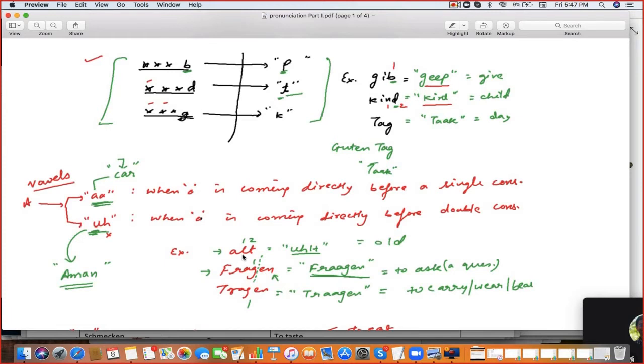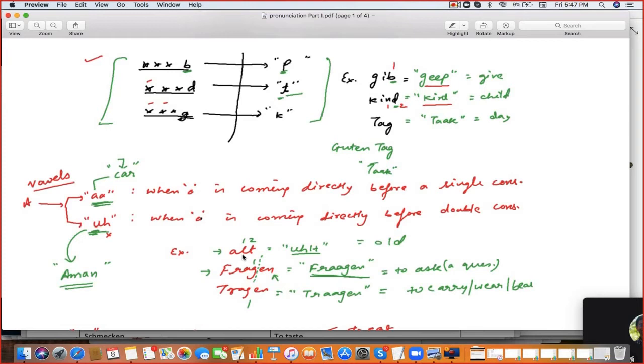Okay, so A-L-T, right? How will you speak this? Alt. After A, two consonants, so that will have the short A sound. That is alt. Then next is F-R-A-G-E-N. Alt means old. Alt is the word.